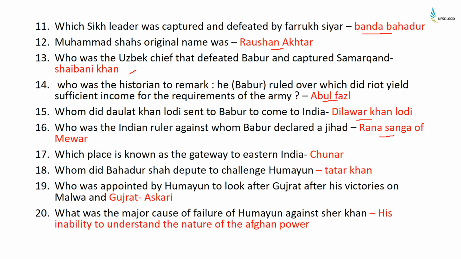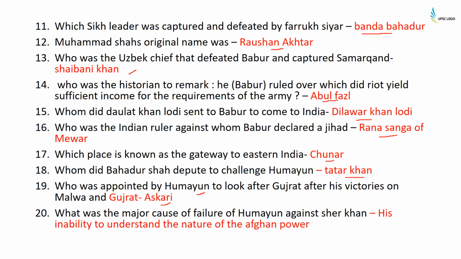Who was the first Indian ruler against whom Babur declared a jihad? It was Rana Sanga of Mewar. Which place is known as the gateway to eastern India? Chunar. Whom did Bahadur Shah depute to challenge Humayun? Tatar Khan, or Tattar Khan. Who was appointed by Humayun to look after Gujarat after his victories on Malwa and Gujarat? Askari. He was the half brother of Humayun.